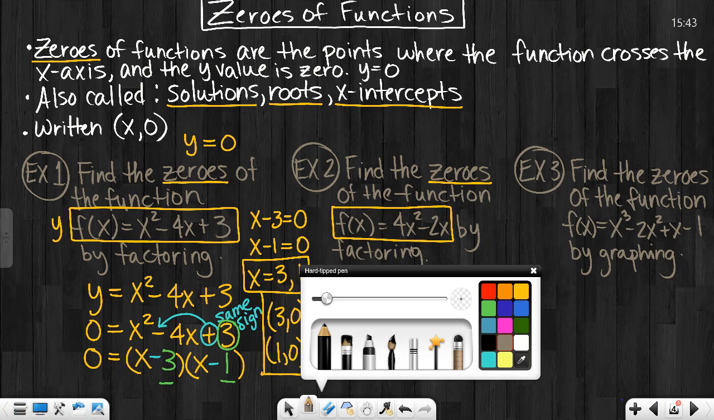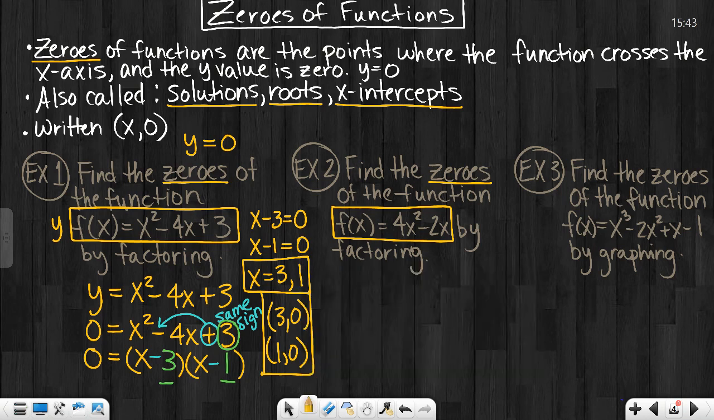So we're going to approach this a little bit differently, but this is the same idea. f of x is equal to y. The zeros are always where y is equal to 0. So now I'm going to turn this into y equals 4x squared minus 2x, because y and f of x are one and the same. And I want to find the zeros, which means I want to find where the function has a y value of 0.